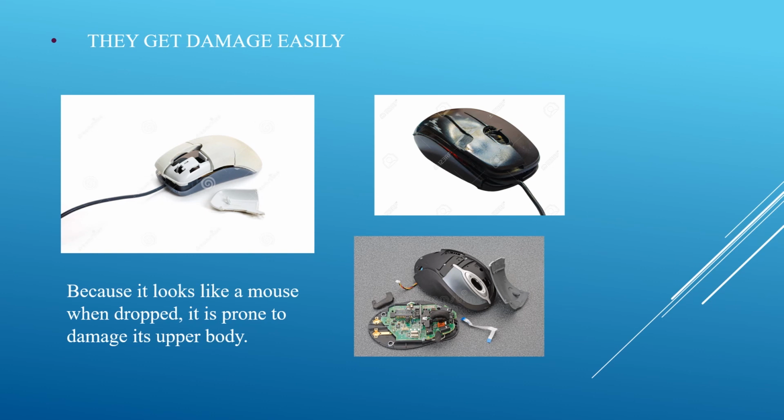Second point, they get damaged easily because a mouse is fragile. When dropped, it is prone to damage to its upper body.